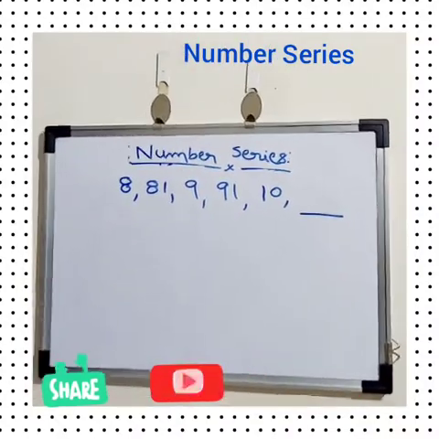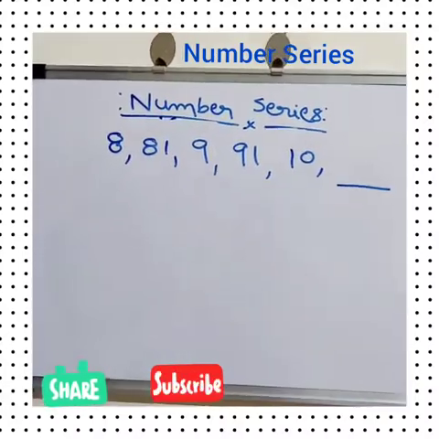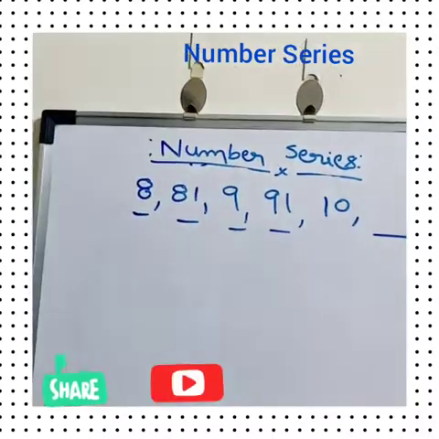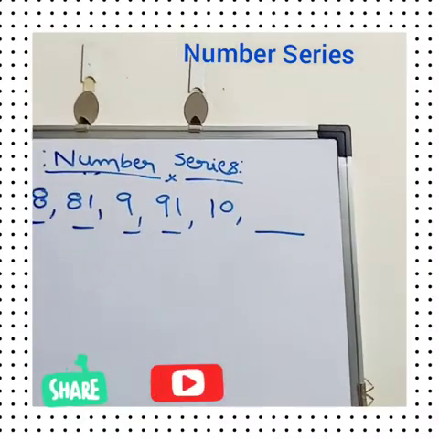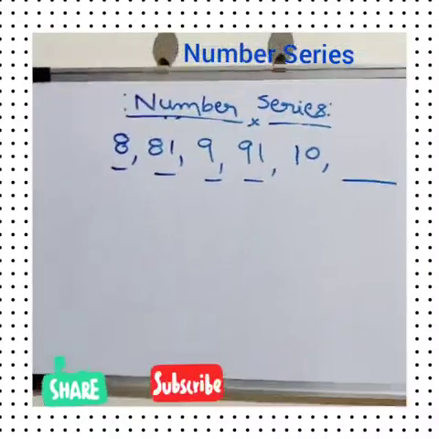We will see one more type of problem. Here the numbers are given: 8, 81, 9, 91 and 10. We need to find the unknown value. So first we will find the relationship between these two numbers, 8 and 81.